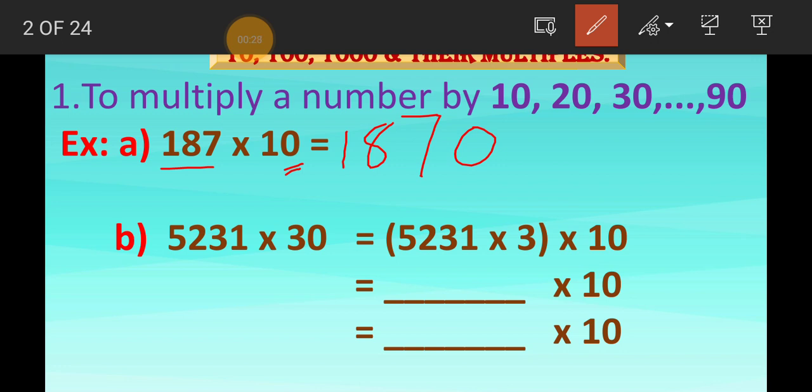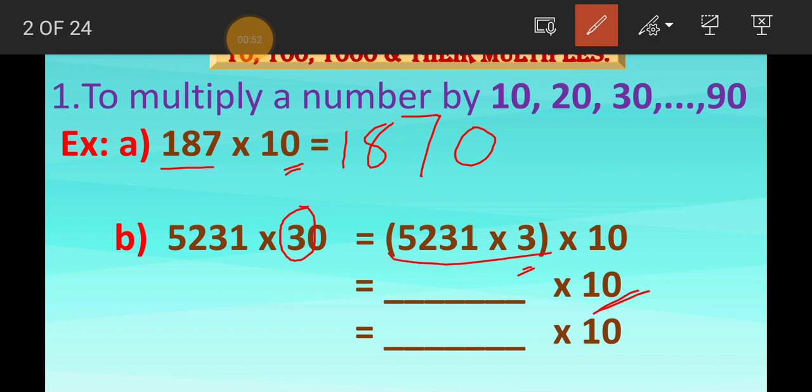Now, if we have to multiply a number by the multiples of 10, then just take the number out. Like in 30, we are having 3, so take 3 out. In 70, we are having 7, so just take 7 out. In 90, we are having 9, so just take 9 out. Whatever the number you are having at the tens place in the multiple of 10, take it away and multiply the whole number by it.